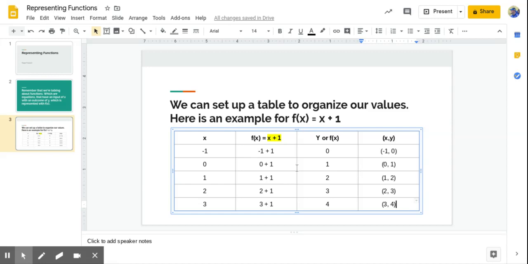So hopefully this helps you understand how to fill out the table, and that's what this lesson is going to be on. If you have any questions, feel free to reach out.